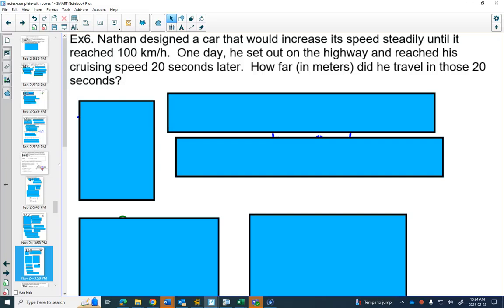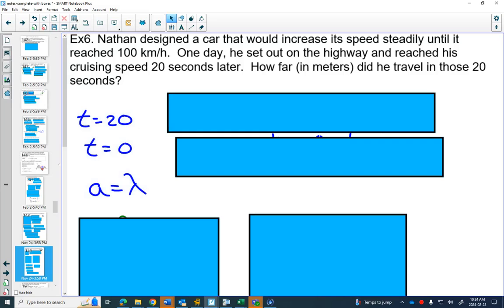What do we know? Okay? We know that we have times of 20 and times of 0. We know that the acceleration is constant. So I'm going to introduce you to a nice new Greek letter. Does anybody know what Greek letter this is? Lambda. Oh, it's a fun Greek letter. Why not? I could use K.